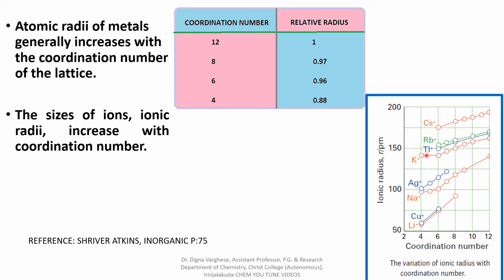Okay. For potassium, you can see it is also similar to sodium, but it shows more coordination numbers than sodium. So its radius range is near 150. So the size of the ions increases with coordination number.